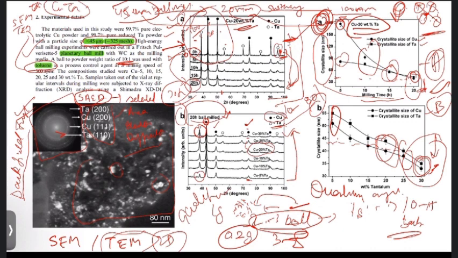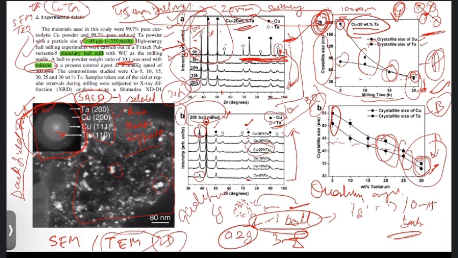In this SED diagram, we are able to see four sharp rings, which belong to four sharp peaks of the XRD. There were other rings also which belong to these high angle peaks, but they were not as visible. So they have only written four. We can write all of them.